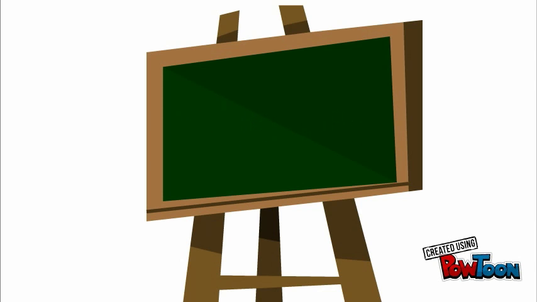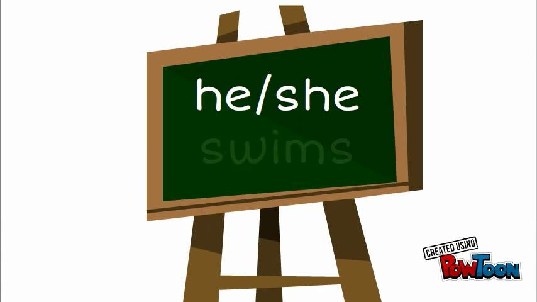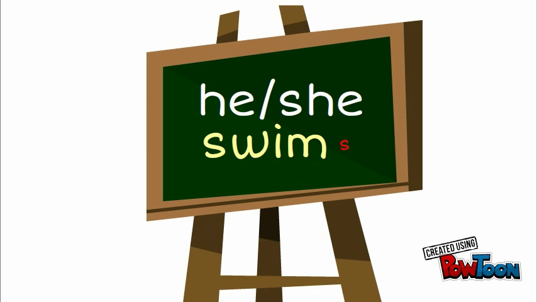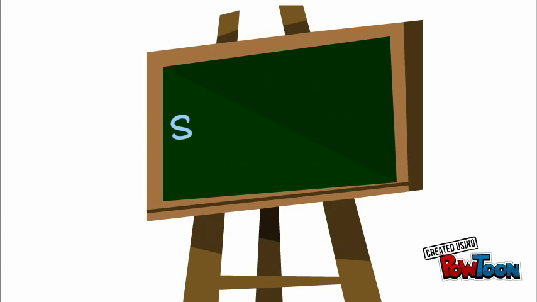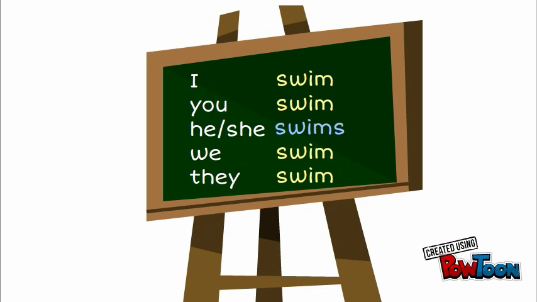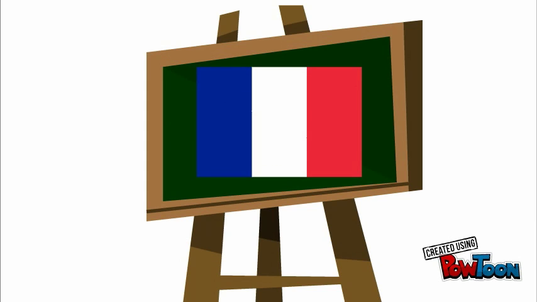But what if you wanted to talk about a boy who is swimming? Or a girl? You would say, he or she swims. Hear that extra S? This time, the verb is spelled S-W-I-M-S. This spelling change is a type of verb conjugation, and the same thing happens in French.